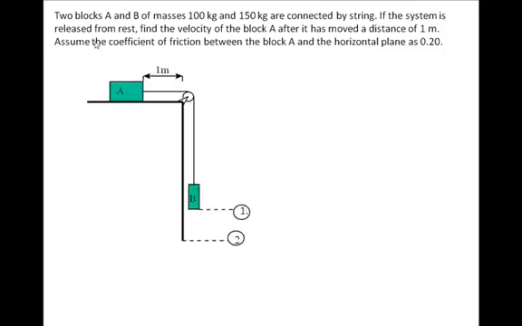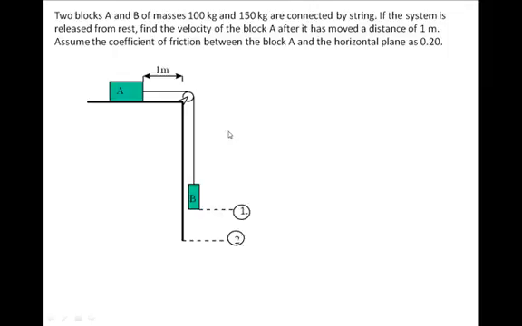So let's look at the first problem. It says two blocks A and B of masses 100 and 150 kg are connected by a string. If the system is released from rest, find the velocity of block A after it has moved a distance of 1 meter. Assume the coefficient of friction between block A and the horizontal plane as 0.2. Now you see, this connected system is in position 1 at the moment and it is at rest, and then A moves by 1 meter, naturally B will come down by 1 meter, and that will be its position 2.